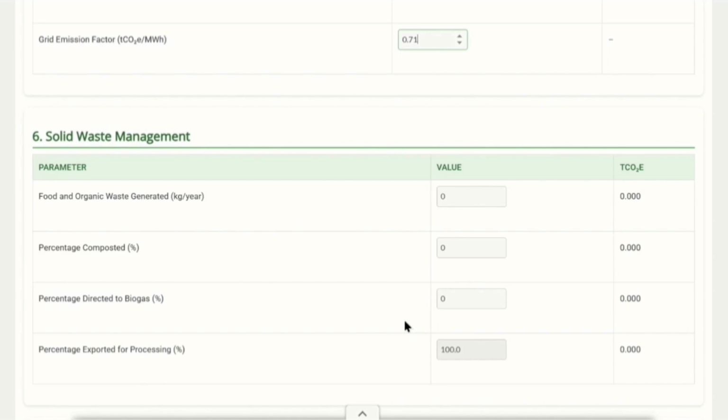For example, say your business generates 2000 kg of food waste per year. You compost 50%, send 30% to biogas and export 20% for processing. Once I enter these values, the calculator will automatically distribute the waste streams, apply the relevant emission factors, and calculate the total tons CO2 equivalent from food waste.